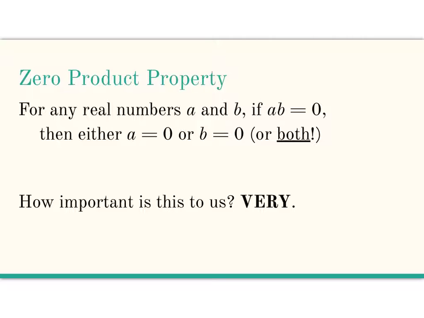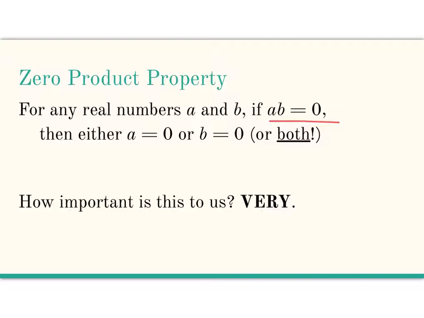And the idea here is that if we have these two numbers, a and b, they can be any real numbers. If their product, if when we multiply them together, we get 0, then it has to be the case that at least one of the two numbers, either a or b, or possibly both, are equal to 0.